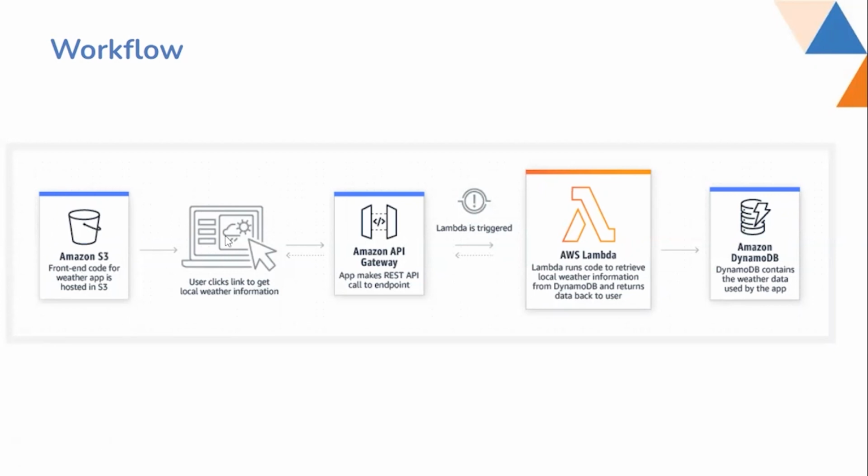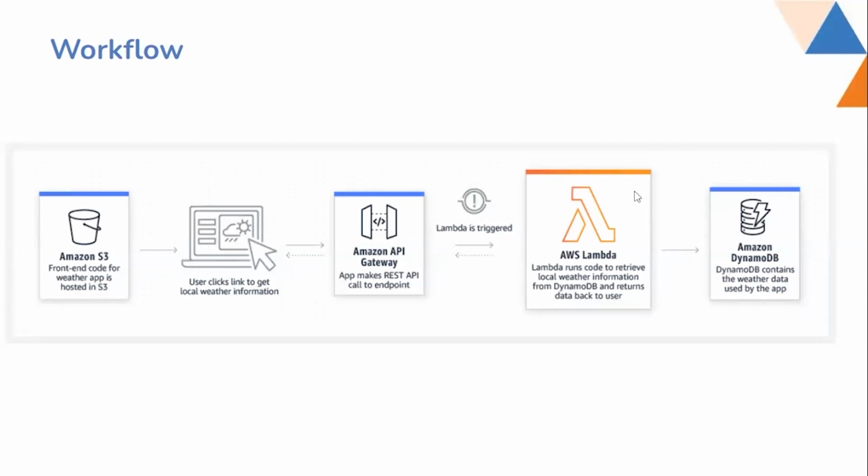Then once the user clicks on that interface, which you can consider as a web app, it will make a request to the API gateway. The API gateway is something you can consider as an entry point. It will trigger the Lambda. Lambda then executes the code that has been added.